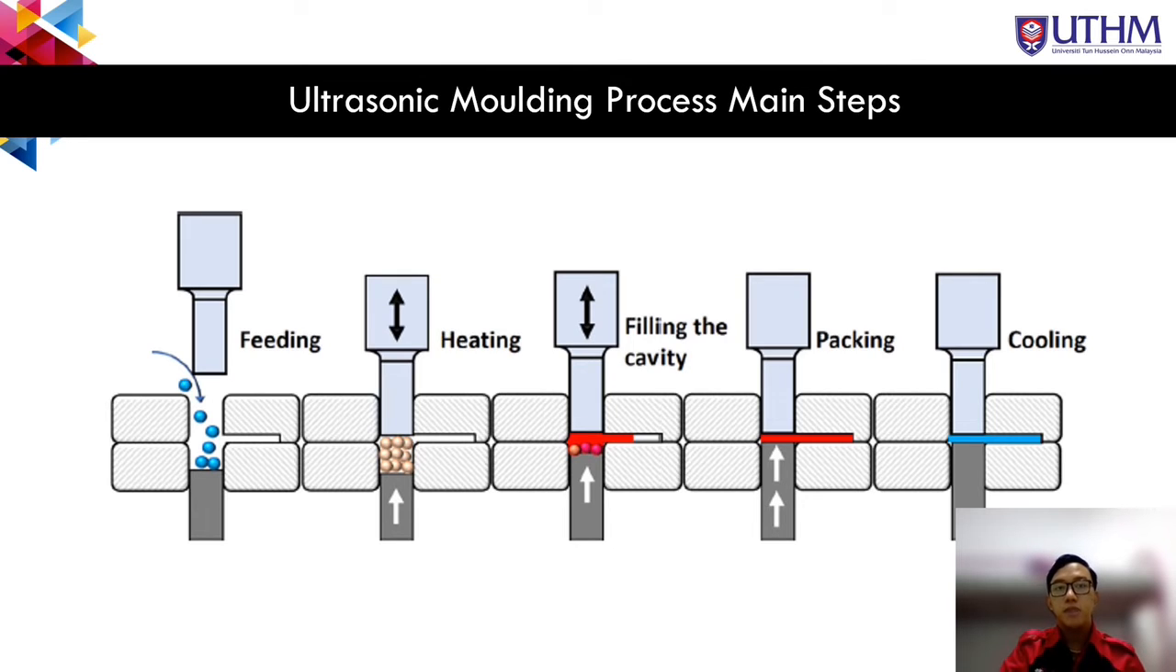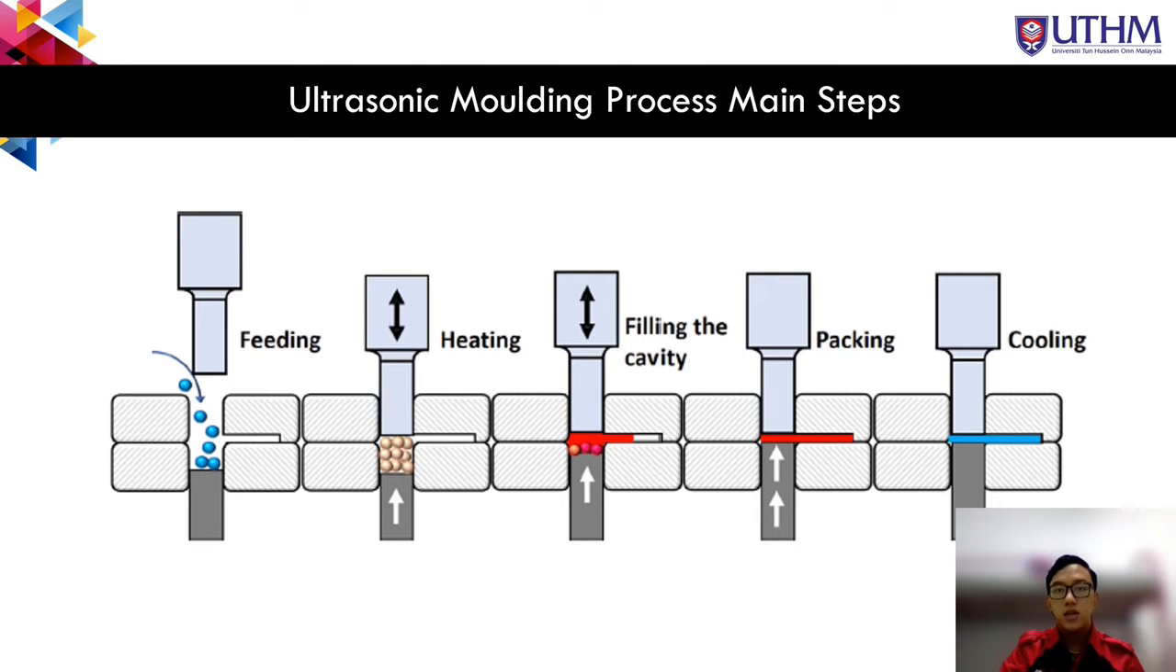The first step is material feeding, which is to count and place the material in the plasticization chamber. The dosage of the material can be set manually or by using an automated feeder system. The second step is polymer heating. Once the polymer is placed in the plasticizing chamber, the upward advance of the plunger compresses the pellets against themselves. The third step is filling the cavity.